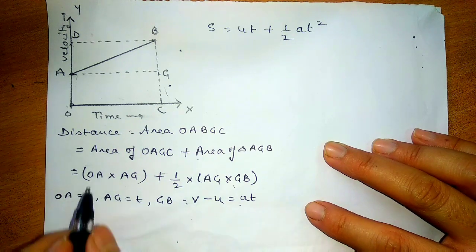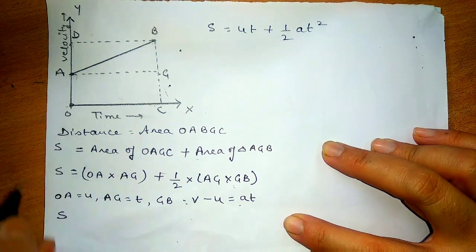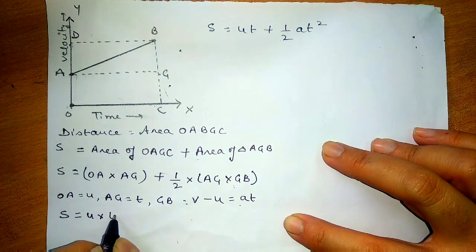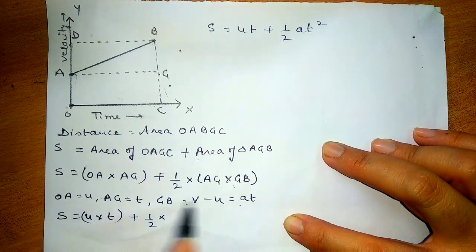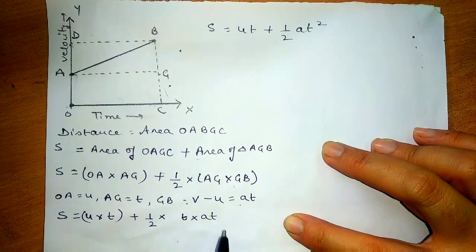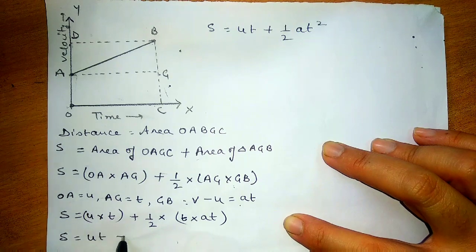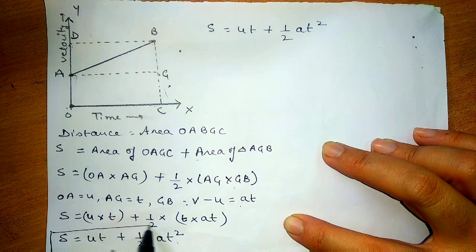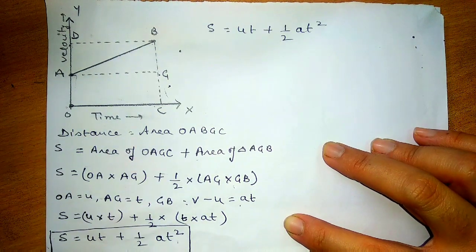So putting all these values in this equation, we get S is equal to, this distance is S, S is equal to OA is U, AG is T, so UT plus half of AG is T and GB is AT. So this comes out to be AT square. So we get S is equal to UT plus half AT square, and this is the second equation of motion that we have derived using this graphical method.